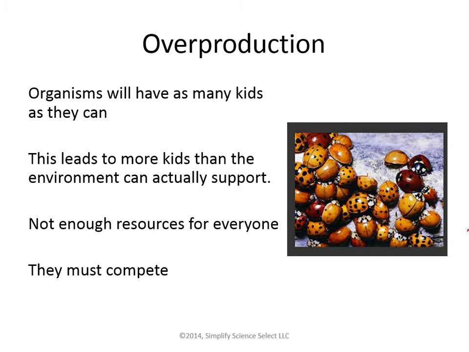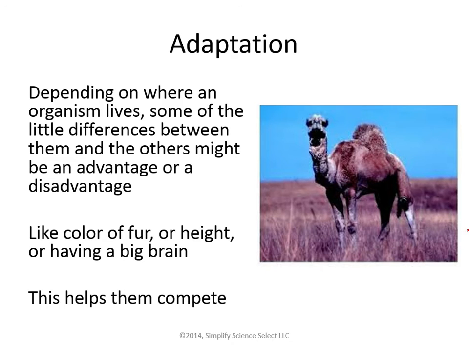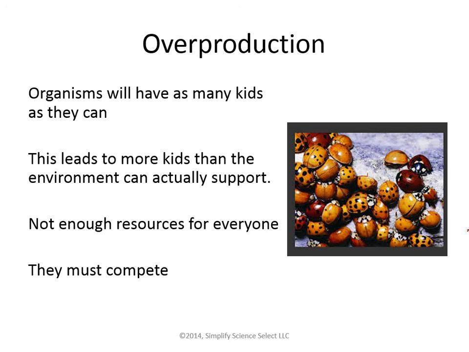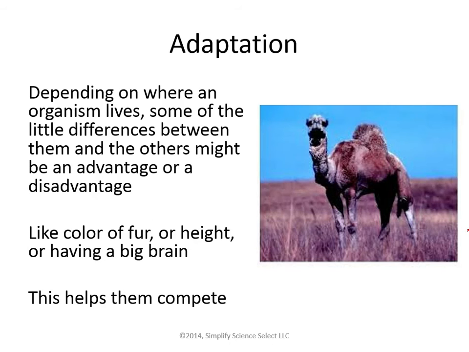If there was extra resources, then what would happen is they would just have even more kids just to use up all those resources. So if we agree that overproduction happens, which we observe in nature, then we've agreed to the second of the 4 points. Let's look at the third point.